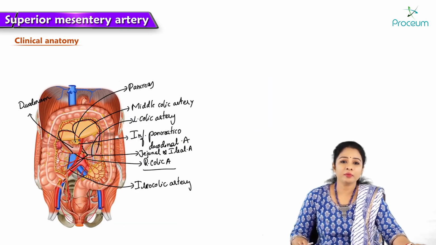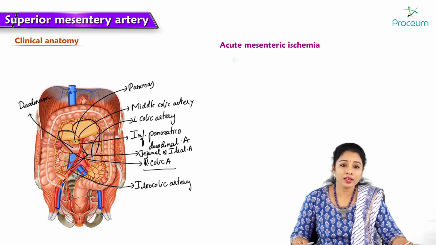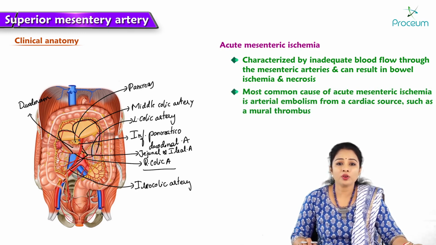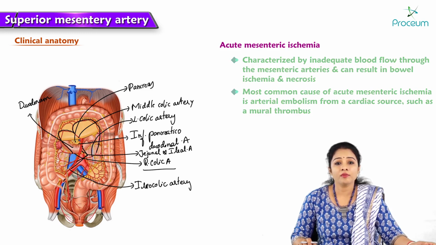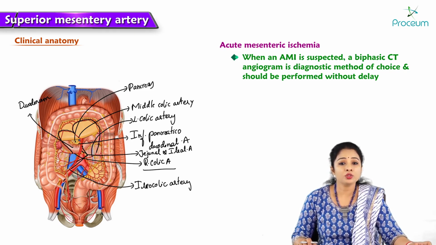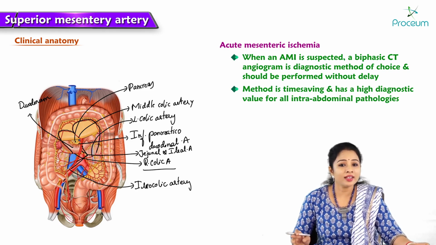So clinical anatomy, first is acute mesenteric ischemia. Acute mesenteric ischemia is characterized by inadequate blood flow through mesenteric arteries and can result in bowel ischemia and necrosis. The most common cause of acute mesenteric ischemia is arterial embolism from a cardiac source, such as mural thrombus. When acute mesenteric ischemia is suspected, a biphasic CT angiogram is the diagnostic method of choice and should be performed without delay. The method is time saving and has a high diagnostic value for all the intra-abdominal pathologies.